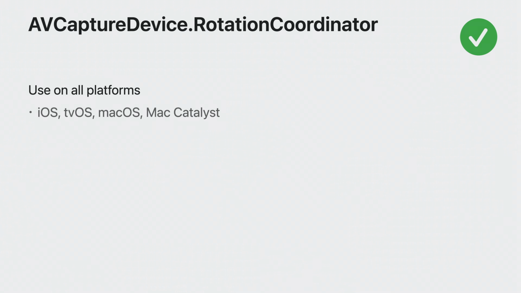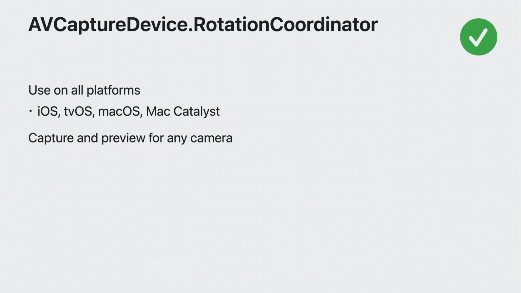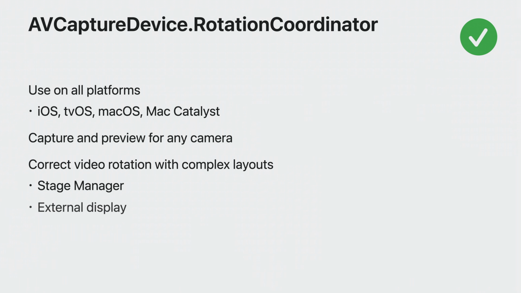Use AVCaptureDeviceRotationCoordinator on all available platforms, including iOS, tvOS, and macOS. Mac Catalyst and iOS apps on Mac can also use it. Your app can use the rotation coordinator to correctly orient photos or movies and display video preview for any camera, and it helps your app handle complex layouts with Stage Manager or when it is on an external display.